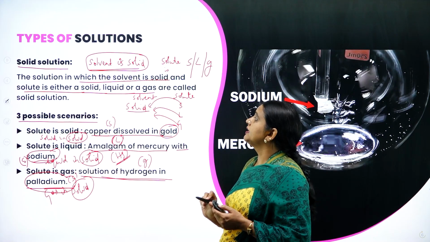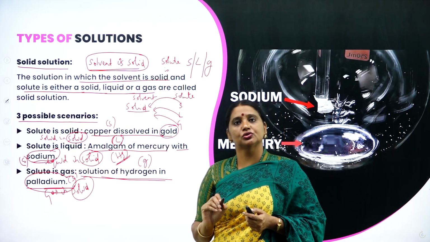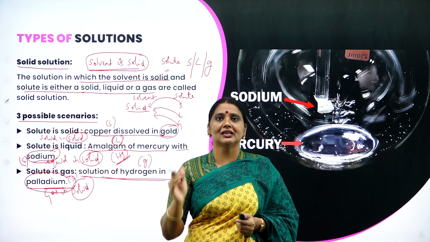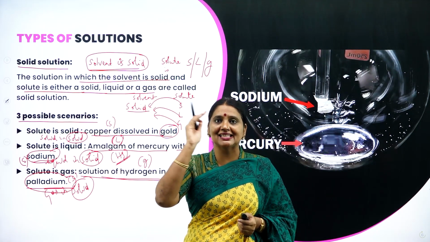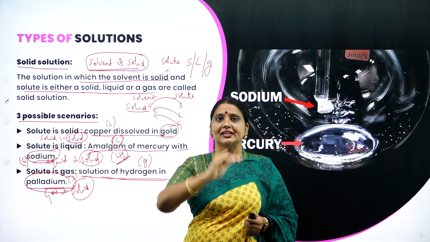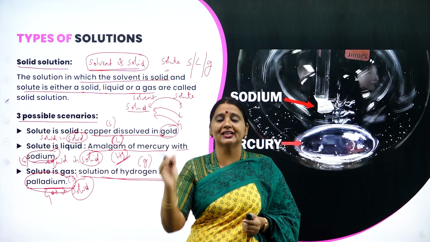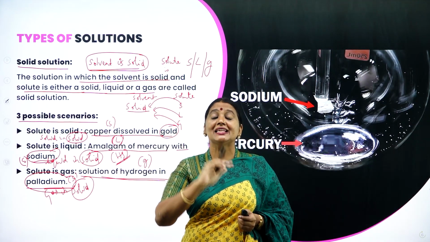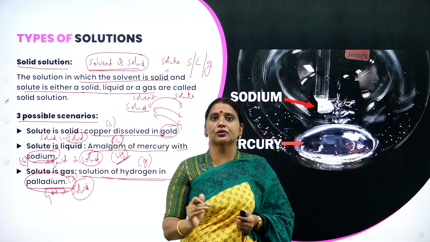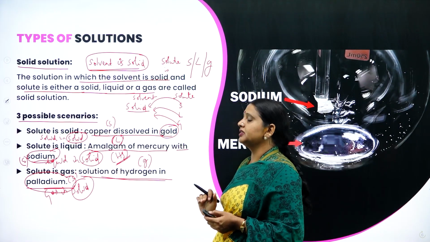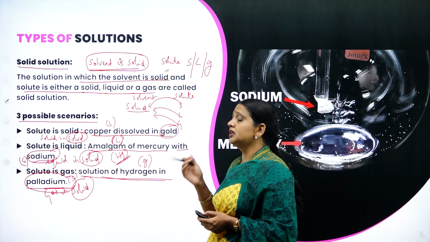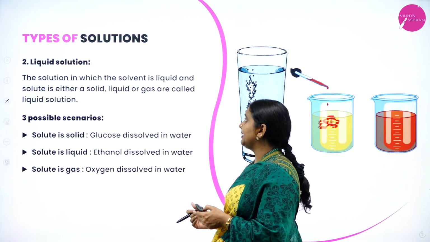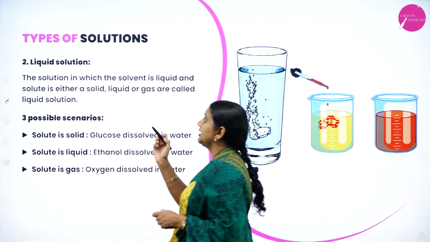Therefore, once again, solid solutions are further divided into three types. What is the classification of solid solution? Solid in solid, liquid in solid, gas in solid. Solid in solid: copper dissolved in gold. Liquid in solid: amalgam of mercury dissolved in sodium. Last one, gas in solid: solution of hydrogen in palladium.